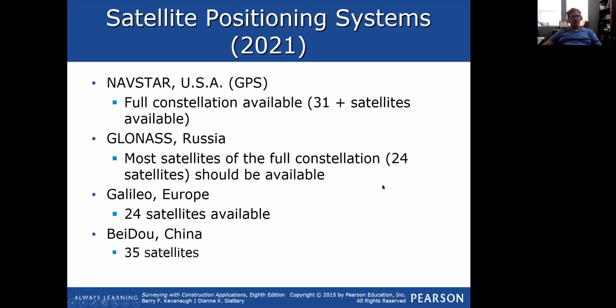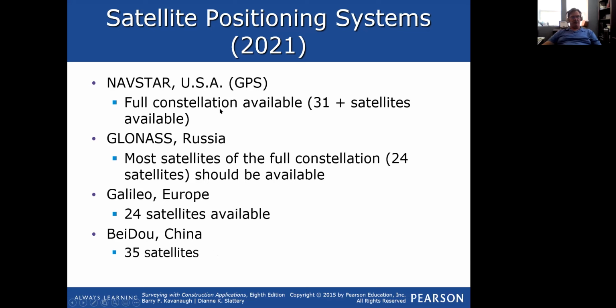So Galileo is a European constellation with 24 satellites. And then Beidou is China, and it has 35. China has the biggest satellite system for navigation. They are completely autonomous as well. The government in China has enough information on these 35 satellites to not need the use of anyone else's satellites.